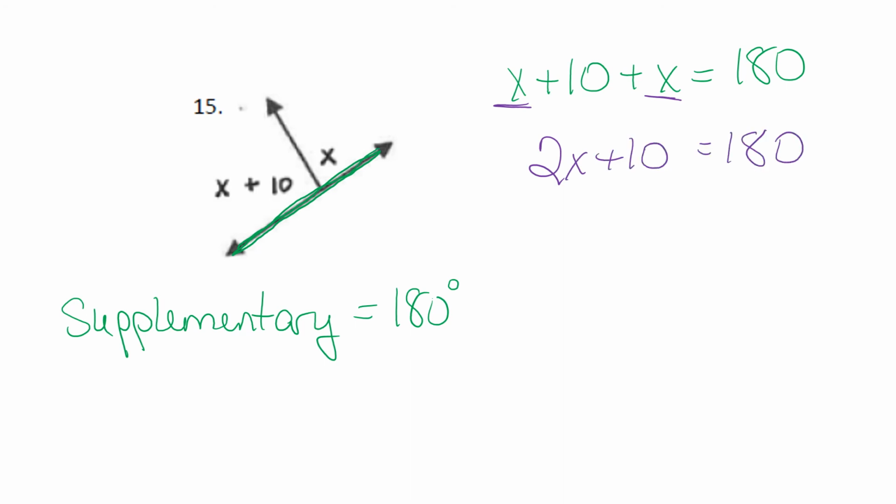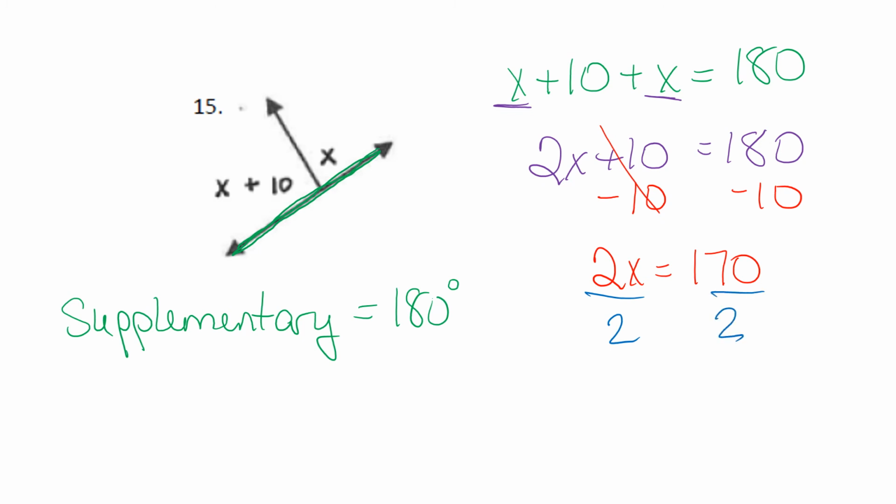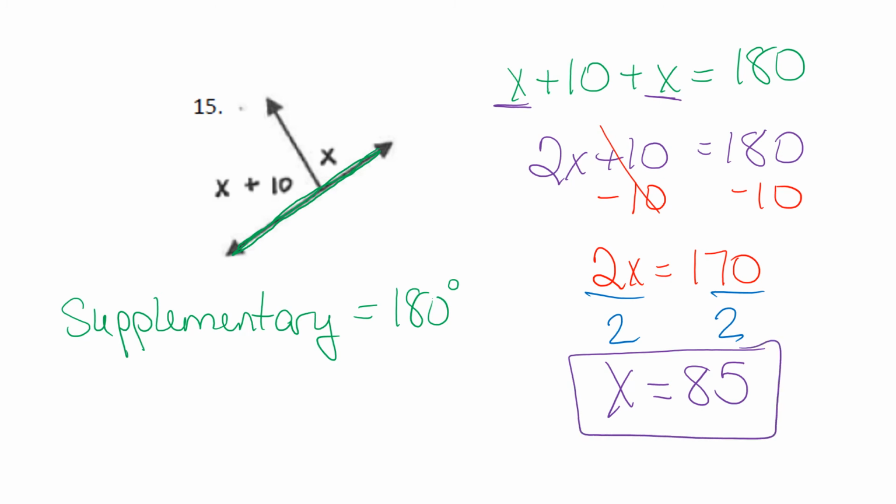You can solve your two-step equation by starting with subtraction of the 10. 2x equals 170. And then finally divide both sides by 2. And x would equal 85. So the value of your x would be 85.